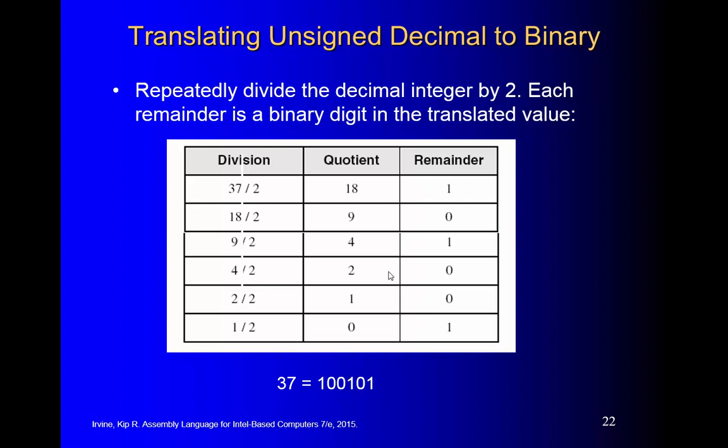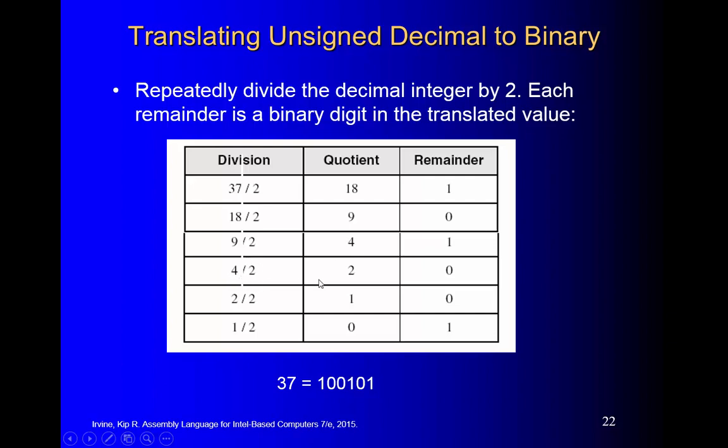Translating unsigned decimal to binary. Unsigned number means 0 or a positive number. Our example is 37. To convert 37 to binary, you need to keep dividing by 2. You start with 37 divided by 2. You have the quotient 18, the remainder 1. In step 2, you continue with 18 divided by 2. You get a quotient 9, and remainder 0. So 9 divided by 2, you get the integer quotient 4, remainder 1.